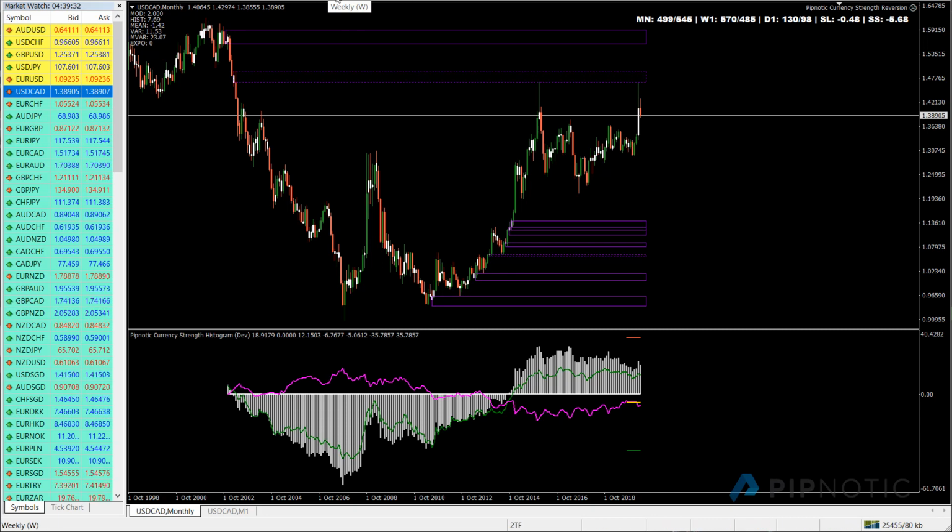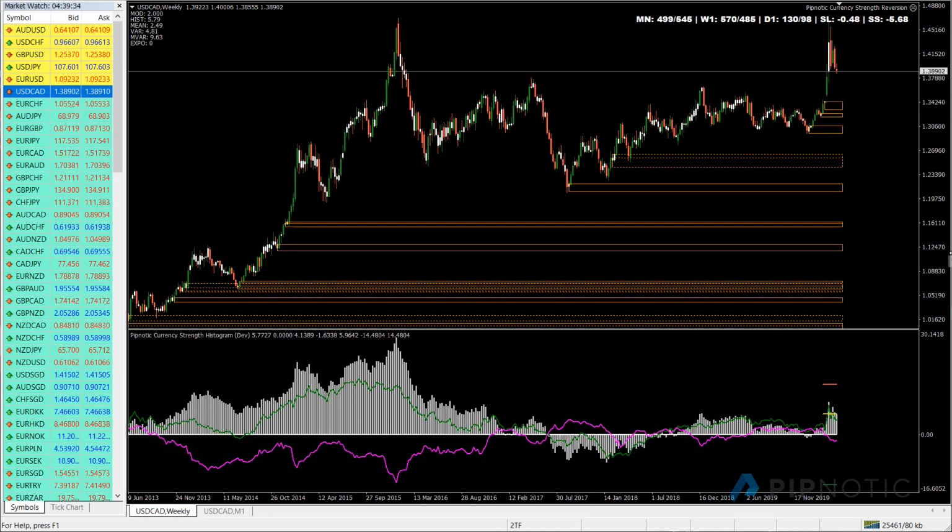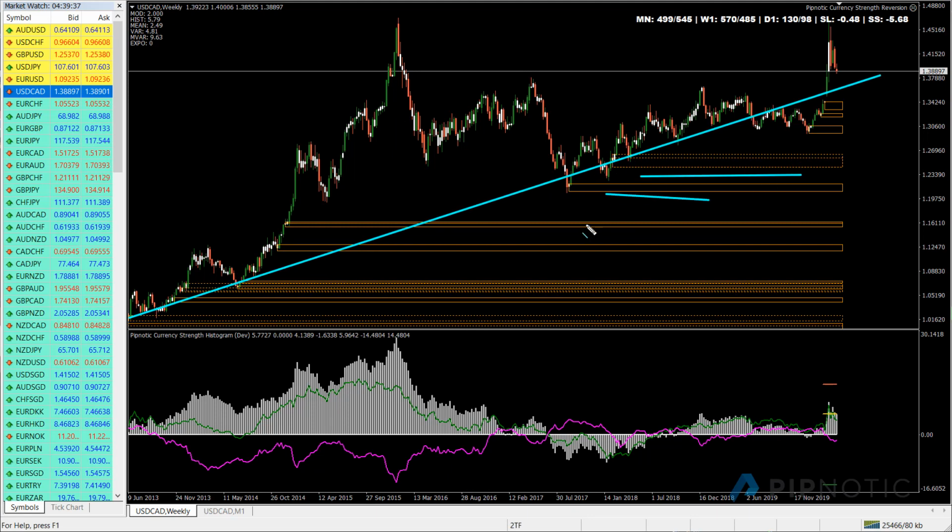So we need clarity, so we go to the weekly chart. And here we can see that we have a positive bias, which is very clear. You can see pretty clearly that price is moving higher. We have all of the rectangles that are below price, many of which have not been tested.